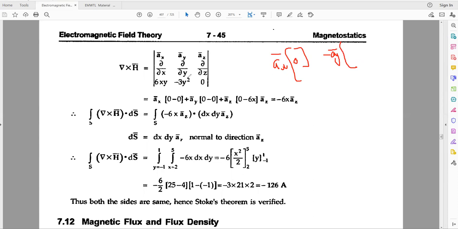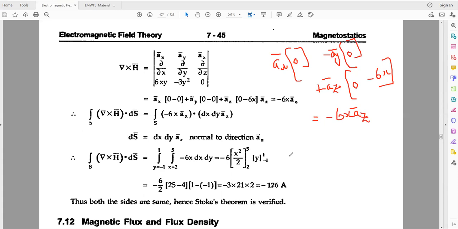Minus a_y bar means again it is a 0, and here there is no z term. This a_y bar coefficient is also 0. Plus a_z bar coefficient: what is the a_z bar coefficient? ∂/∂x of 3x² is 0. Minus ∂/∂y means you will get 6x. So the result is minus 6x a_z bar, the left-hand side function.